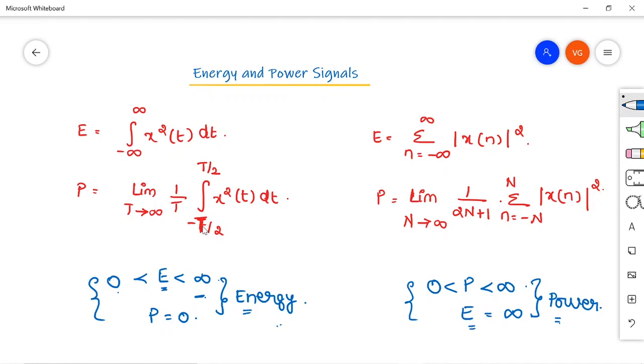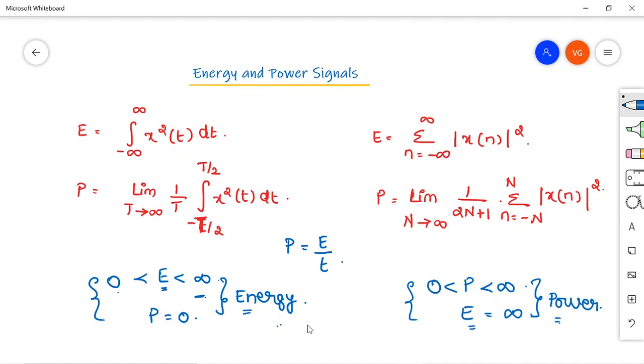Similarly, for a power signal, you know power is nothing but rate of change of energy with time. So in the same way, I am writing the energy formula and then dividing by T. As we are saying, this is the average signal, so I am calculating only for a particular interval of time, minus T by 2 to T by 2. Similarly, here also minus N to N. If the condition is satisfied here, then we say it is an energy signal. If these conditions are satisfied, then we can say that it is a power signal.